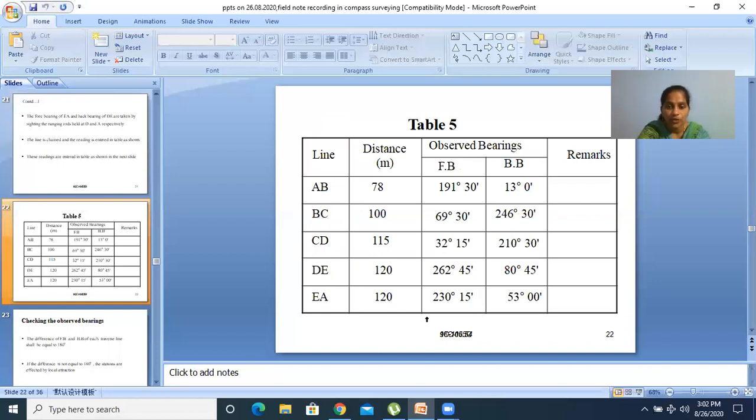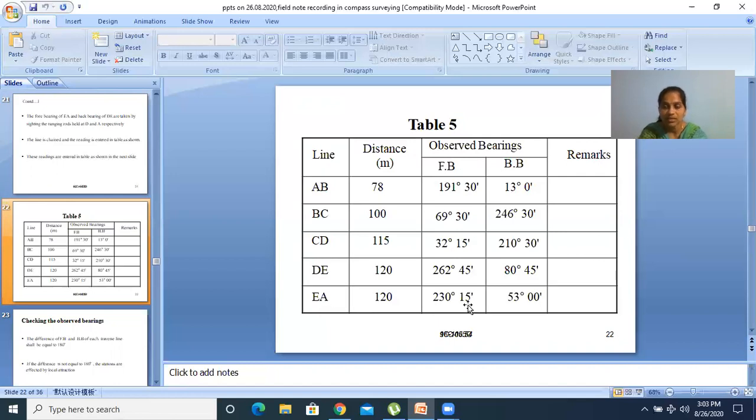So the forebearing of DA line, EA line is 230 degrees 15 minutes, and the back bearing of DE line, which is taken from station E, is 80 degrees 45 minutes, and the distance between the D station and E station is 120 meters. So likewise, you have to do the field work.